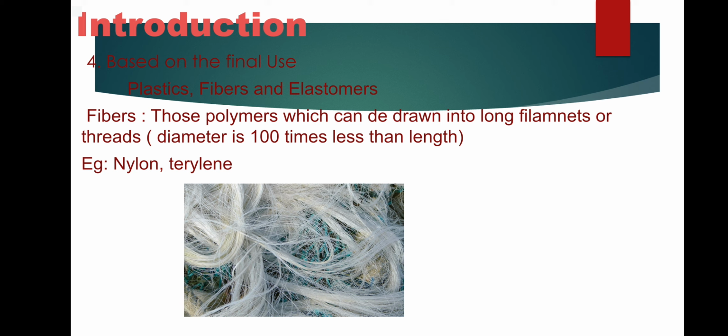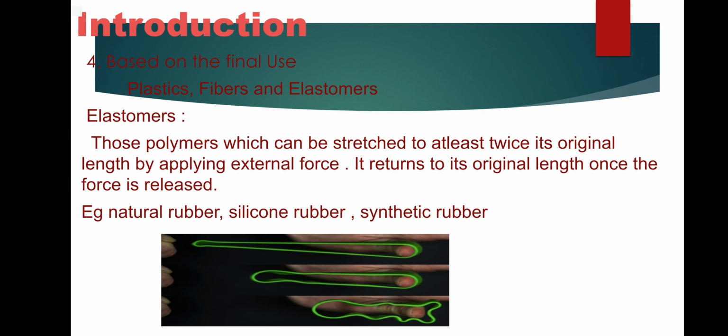Like a thread, its diameter is very small compared to the length. That is what a fiber or thread, nool, is. So if it is converted to a nool, we call it fibers. Nylon, terylene are all examples. Then elastomers. Elastomers are polymers which can be stretched to at least twice their original length.